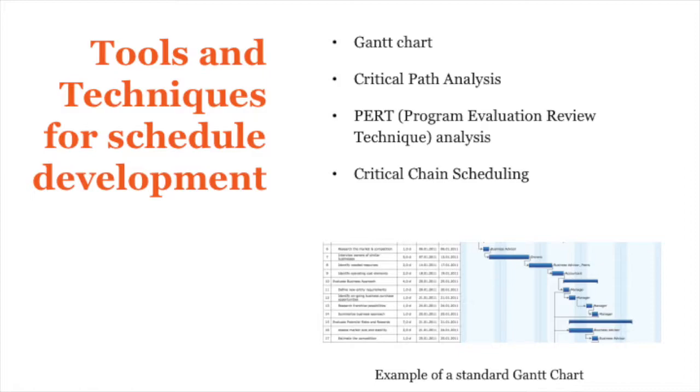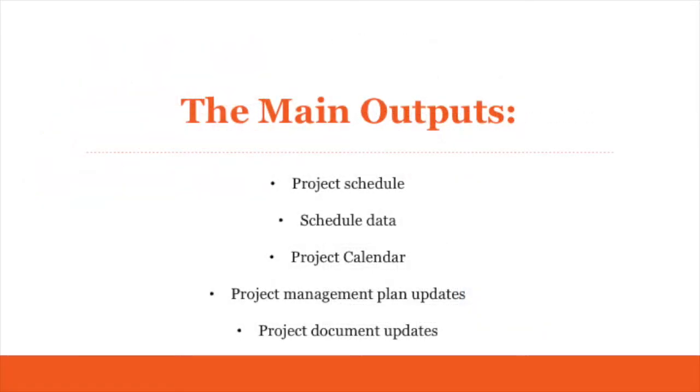Critical path analysis is important for developing and controlling project schedules. PERT analysis is used for considering schedule risks on projects. Critical chain scheduling is a technique that focuses on limited resources when creating a project schedule. And then the main outputs of this process are the project schedule, a schedule baseline, schedule data, project calendars, project management plan updates, and project document updates.